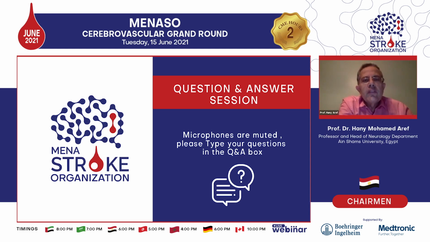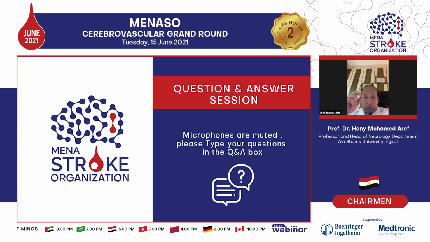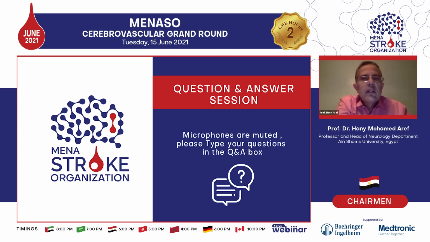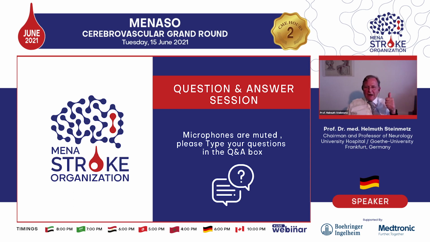Which I guess is also for Professor Helmut. Which risk factors for atherosclerosis and cardiac disease should be identified in the medical history of patients with suspected ischemic stroke? Of course, arterial hypertension, diabetes, smoking, and history of other vascular events, cardiac, neurological, or peripheral. Those are the basic things of history taking.